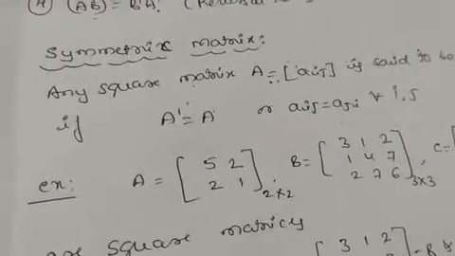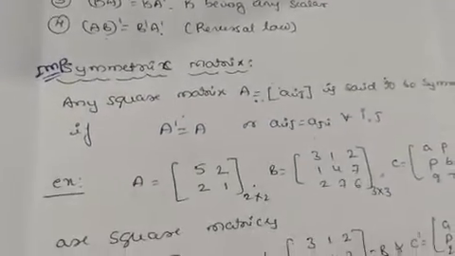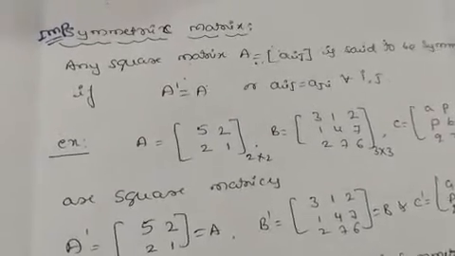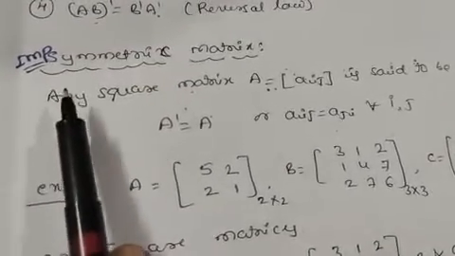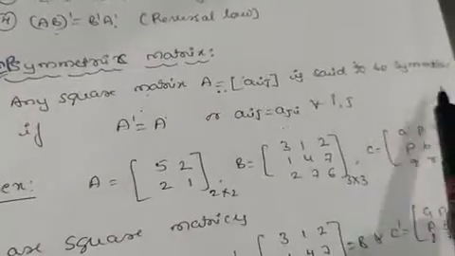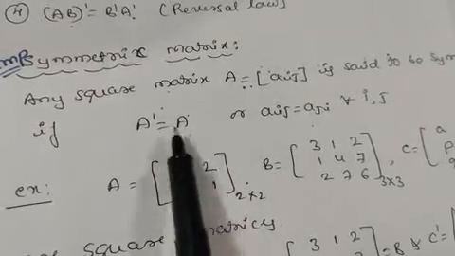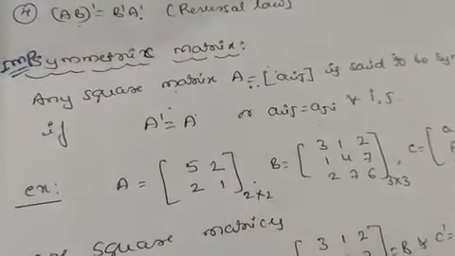And the next one is symmetric matrix. This is important here. You may get one question on this, a definition for 2 marks and an example for 5 marks. Any square matrix A is said to be symmetric if its transpose is the same as the given matrix, that is A dash is equal to A.